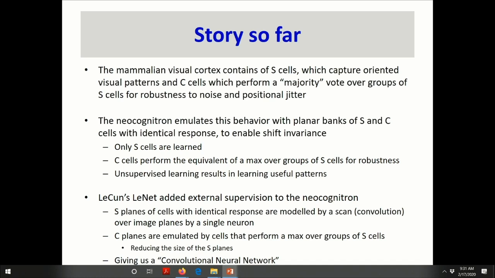So here's the story so far. The mammalian visual cortex consists of S cells, which capture oriented visual patterns, and C cells, which perform a majority vote over the S cell outputs. The neo-cognitron, which is a computational model proposed by Fukushima, emulates this behavior with planar banks of S cells and C cells, where only the S cells are learned and respond to patterns in the outputs of the previous layer, and the C cells, once again, just perform the equivalent of a max over groups of S cells.